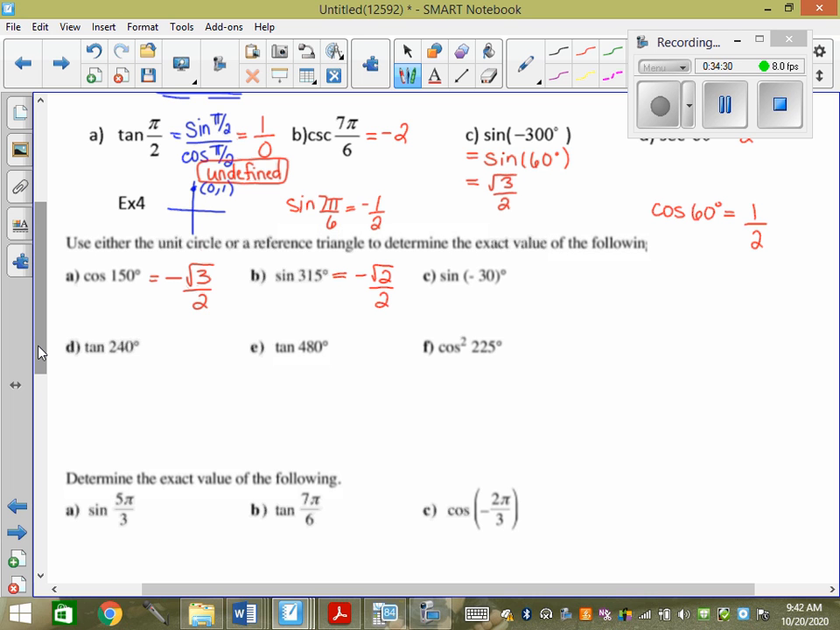Negative 30, is that on my unit circle on the 0 to 360? No, so I'm going to find its bestie coterminal angle. So I'm going to go negative 30 plus 360, which equals 330. So I'm going to find sine of 330. So what's the y at 330? Negative a half.